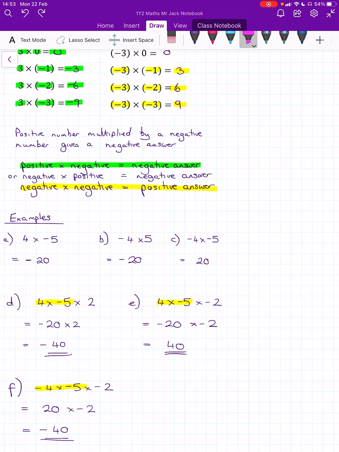There'll be another video showing you how to divide negative numbers. That video will be shorter because they behave in very, very similar ways. It's just going to be division instead of multiplication. All right.